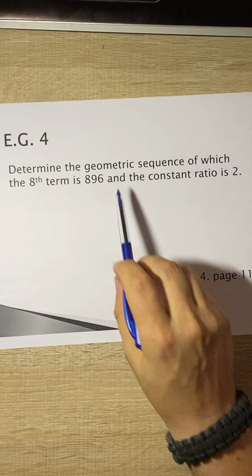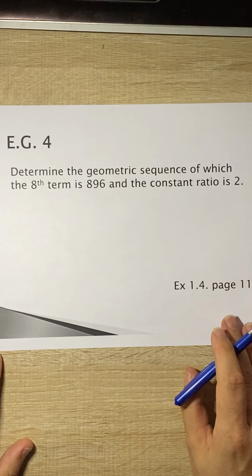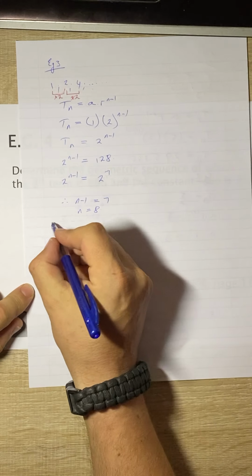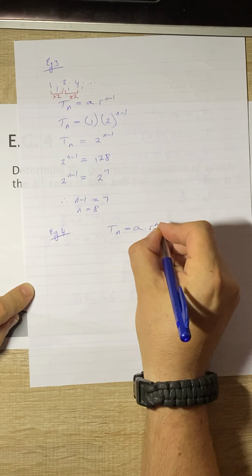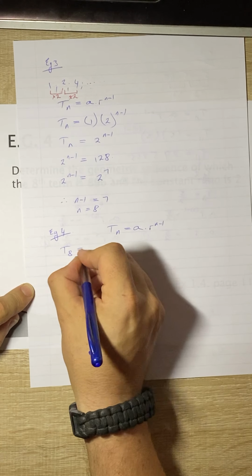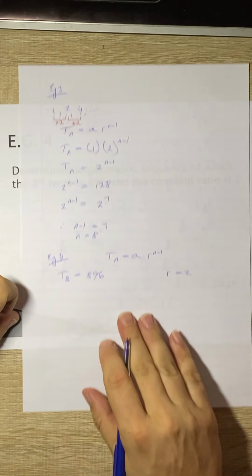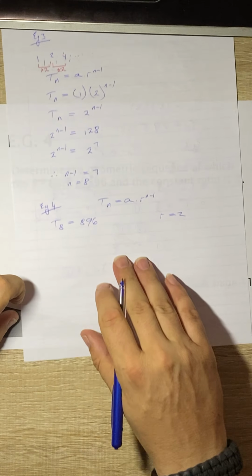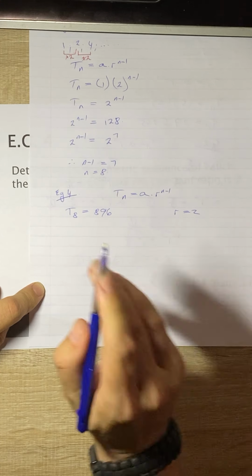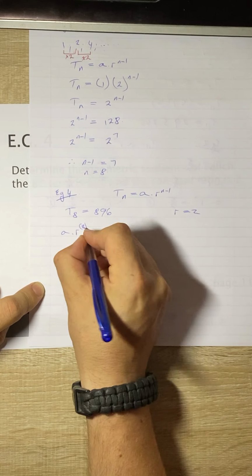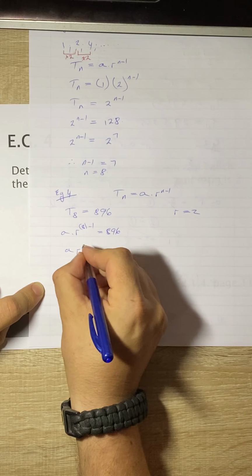Example 4. Determine the geometric sequence of which the 8th term is 896 and the constant ratio is 2. All right, so example 4. I just want to write down our general equation first, a r to the n minus 1. They told us that our 8th term is equal to 896, and they told us that our constant ratio is 2. All right. What we need to do is determine the geometric sequence, so we need to find the first 3 terms.